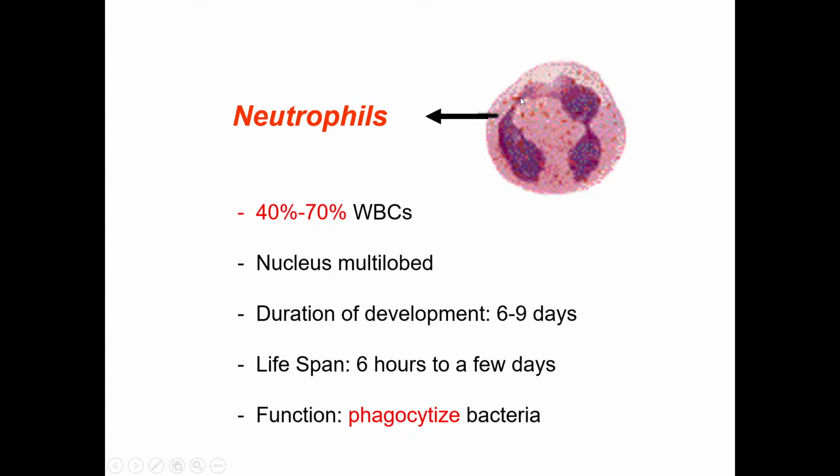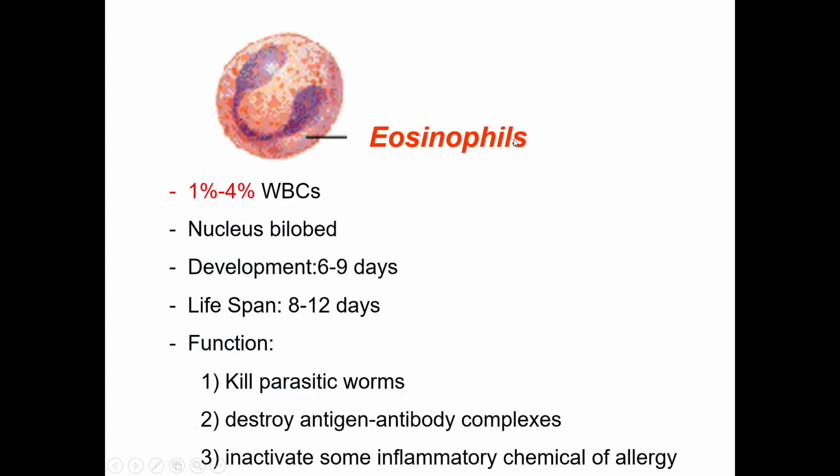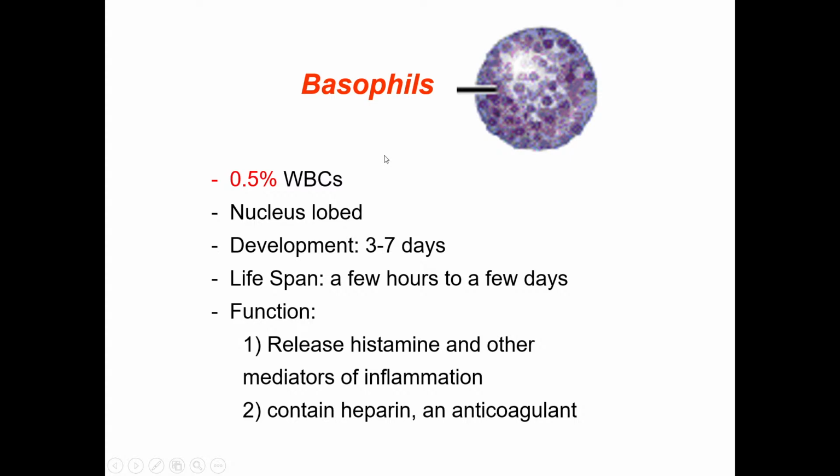The neutrophils, I have already told you, have a multi-lobed nucleus, and are phagocytic in function. They phagocytize the bacteria. Eosinophils play an important role in combating parasitic infection. They are very low in number, about 1% to 4% of the total WBC. And basophils are only 0.5%, and their nucleus is 3-lobed, and they secrete a chemical called histamine, and histamine acts as a vasodilator molecule, and it is also known as a mediator of allergic reactions or inflammation.